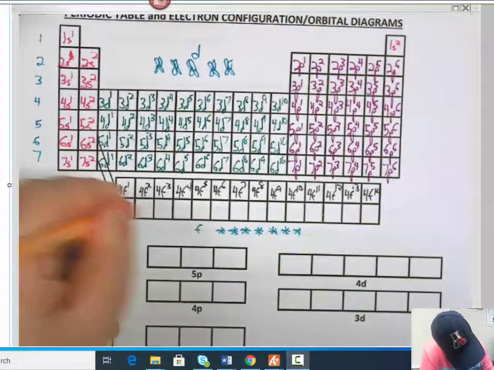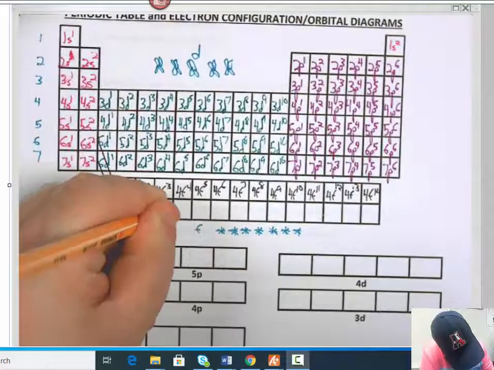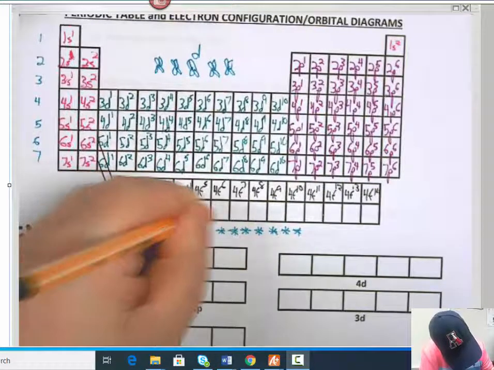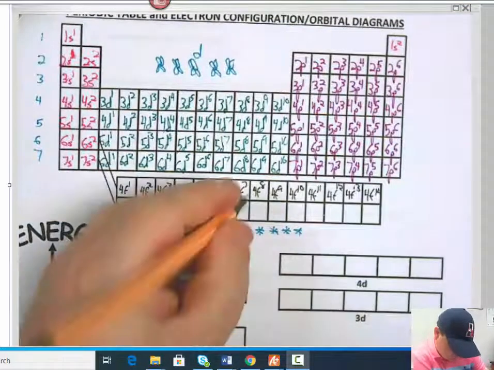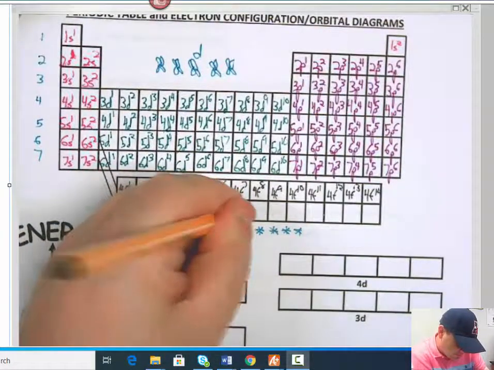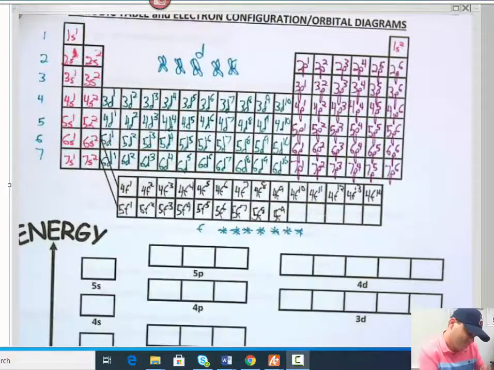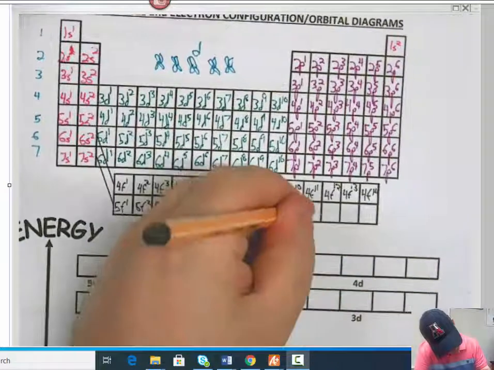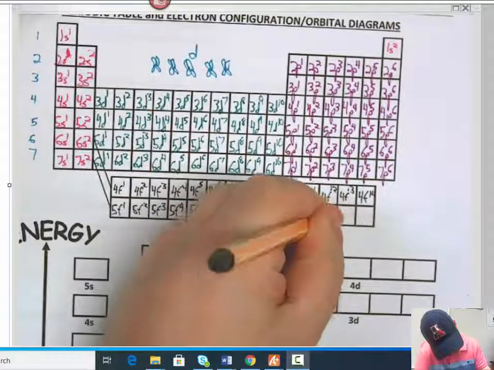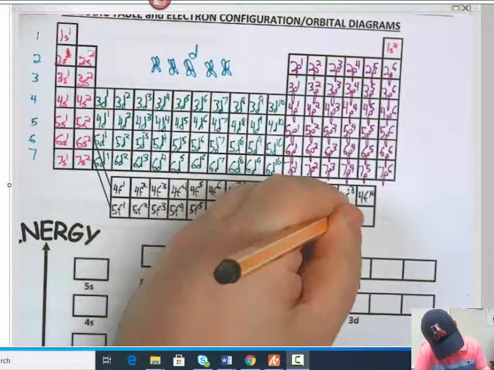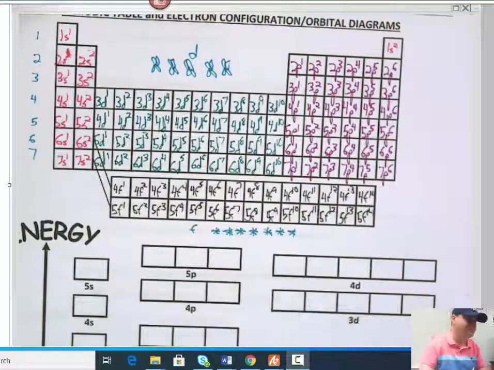5f1, 5f2, 5f3, 5f4, 5f5, 5f6, 5f7, 5f8, 5f9, 5f10, 5f11, 5f12, 5f13, and 5f14. Okay.